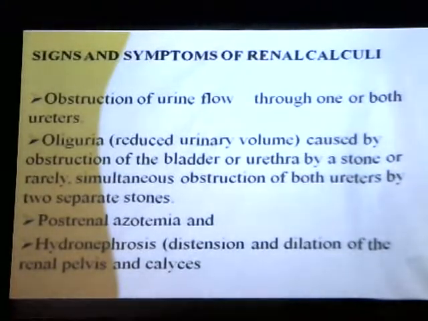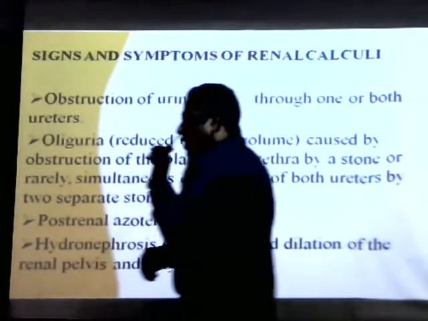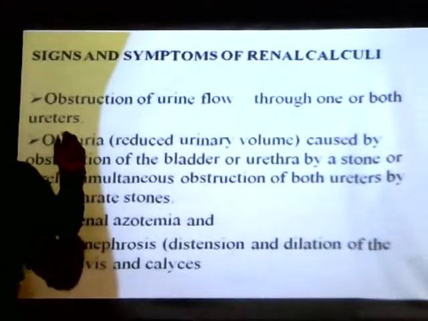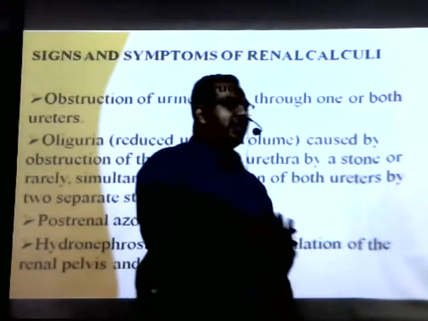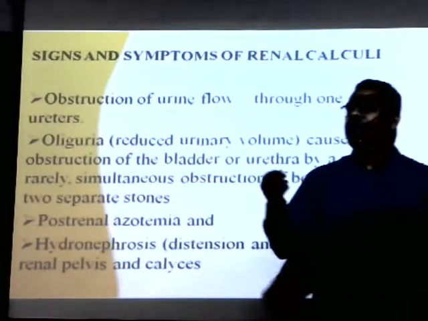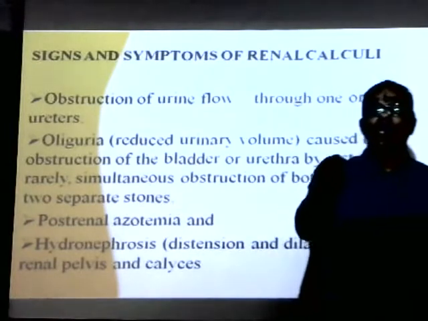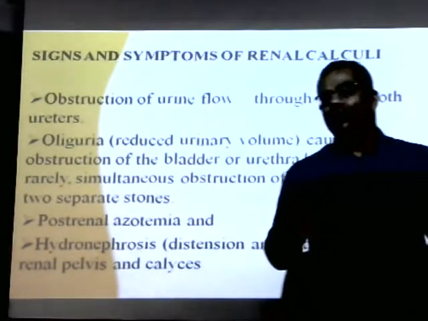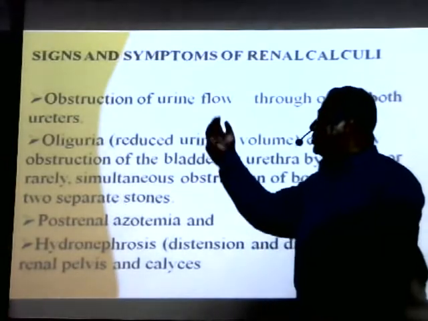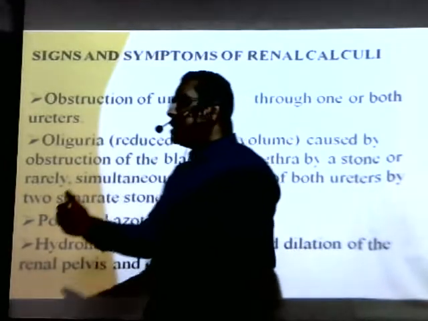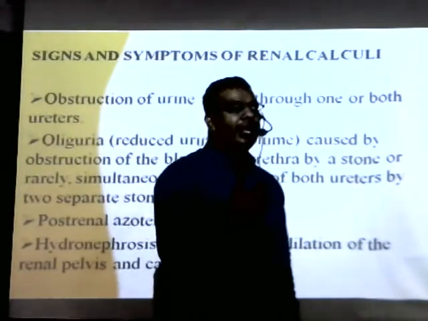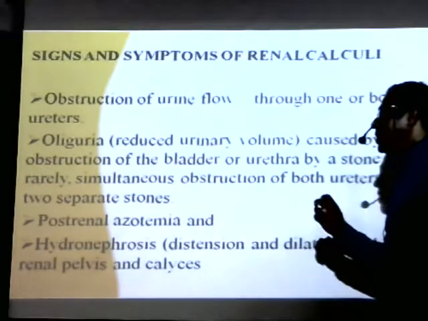Now let us look into the signs and symptoms of renal calculi. The very first is obstruction in urine flow. Suppose we are considering the ureter and the renal calculi is present in the ureter. The ureter has a fixed diameter, and the function of the ureter is to carry urine from the kidney to the bladder. This tube-like structure gets obstructed with the presence of a renal calculi. The renal calculi will obstruct the flow of urine coming from the kidney, and that will cause obstruction of urine flow.